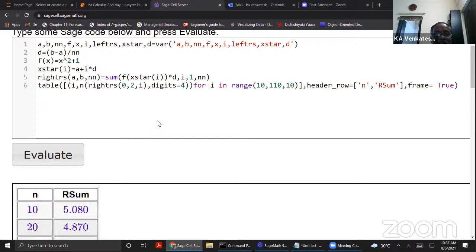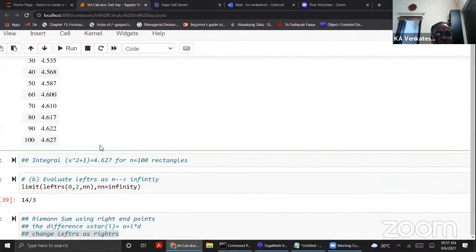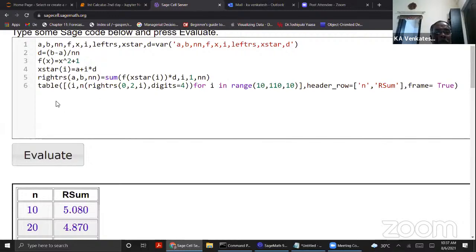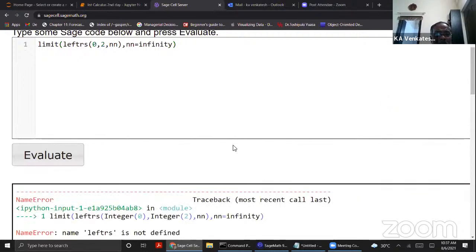Now what you have to do, as limit n tends to infinity, what is this value? Look at this one after the table, what I did. Here we are talking about 100 rectangles. Limit of left RSS from 0 to 2, n equal to infinity. I'll check this also so that you will see the value for that. Now I remove this part. The problem is that the previous value is not there, so obviously it won't compute it. So again I have to do this whole part.